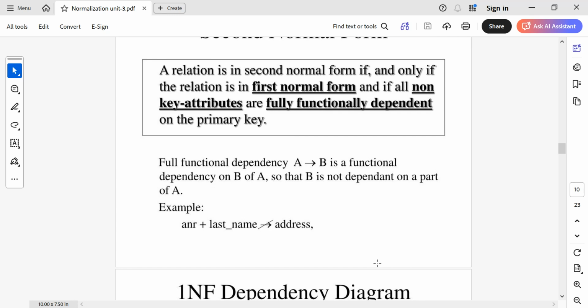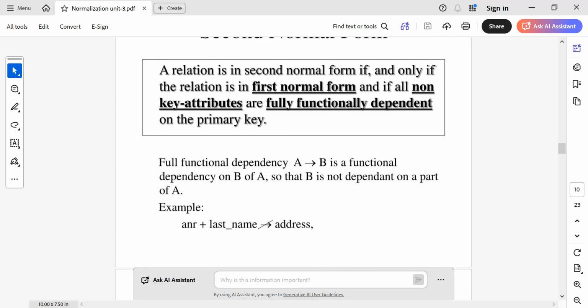If all the attributes in a table are fully dependent on the key attribute, then that kind of relation is present in the second normal form. Okay, is it clear?